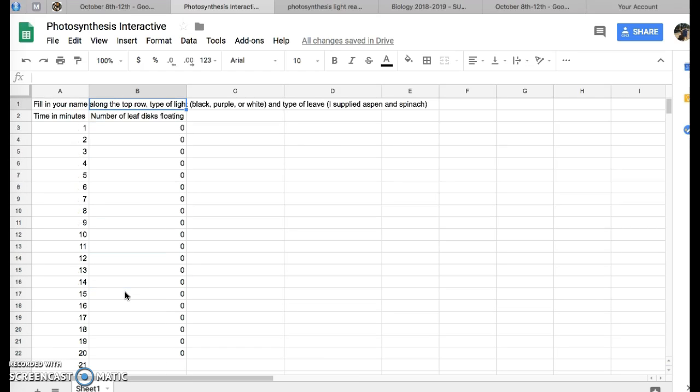So how am I going to know this is your data? Along this top row, you're going to be filling in your name. So fill in your name along the top row with a type of light, black, purple, or white, and type of leaves. I supplied aspen leaves and spinach.